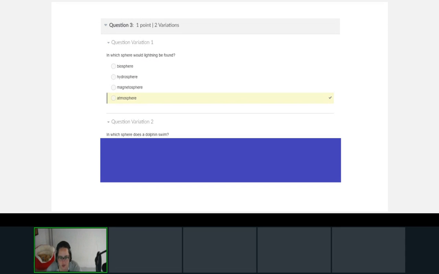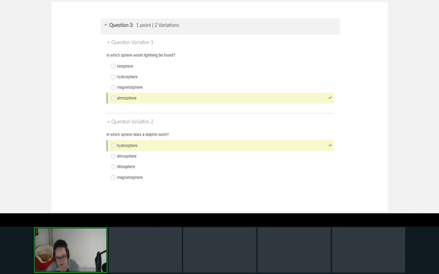In which sphere does a dolphin swim? The hydrosphere, the atmosphere, the lithosphere, or the magnetosphere? So which sphere has water? Our hydrosphere, right? So our answer is hydrosphere.